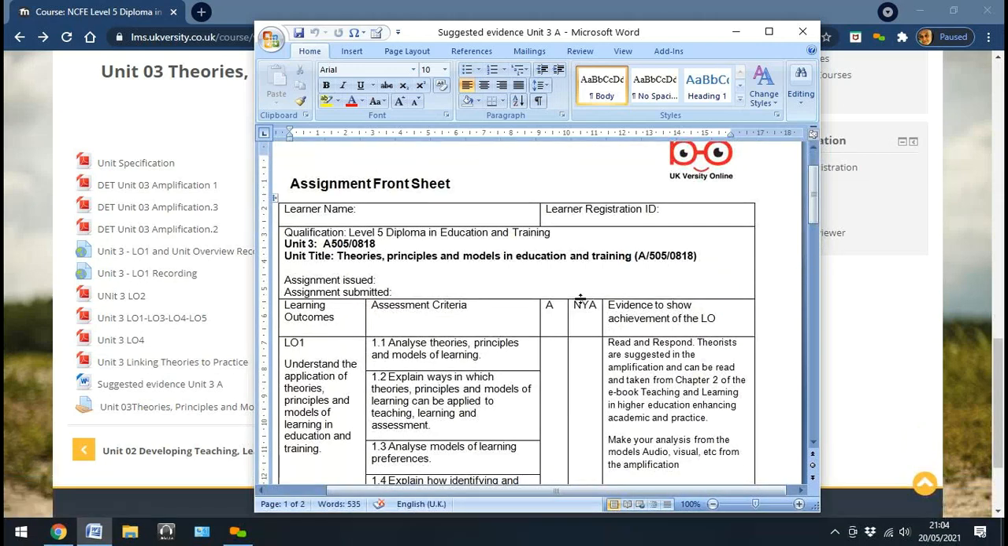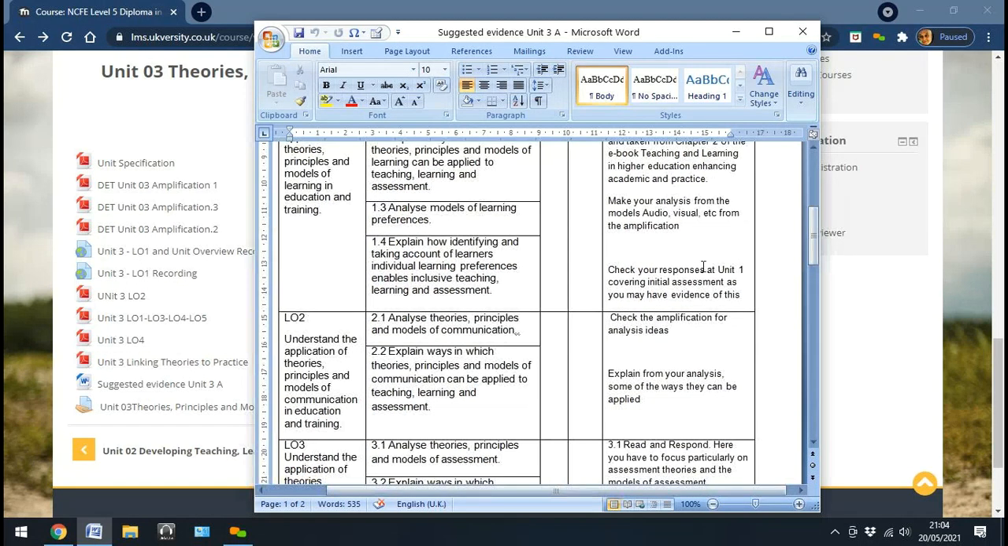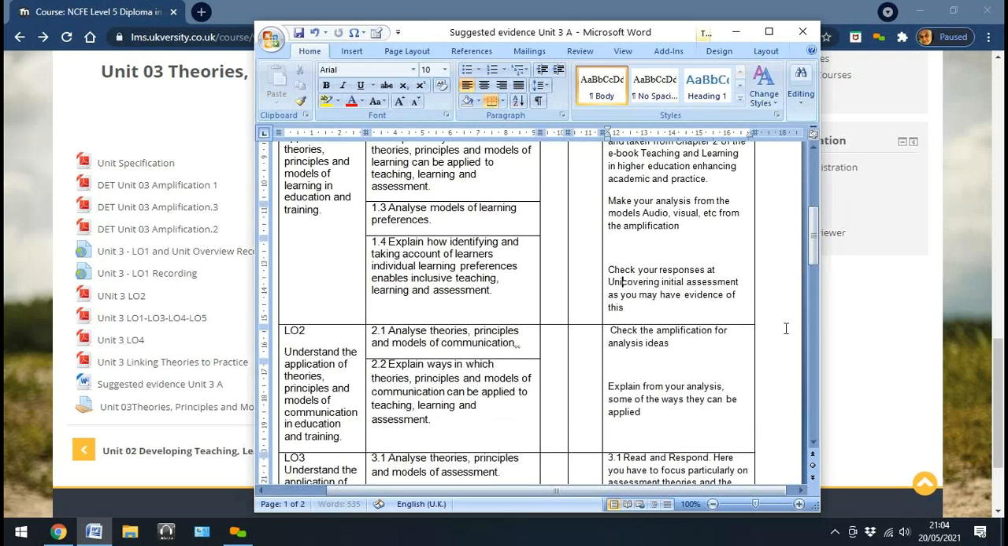Each of the ones I put together on an assignment front sheet, and at the side of there, I put evidence to achievement of the LO, and this is suggested or directed evidence of what you could look at. Read and respond. Theories suggested in the amplification can be read and taken from Chapter 2 of the e-book Teaching and Learning in Higher Education, Enhancing Academic Practice. Make your analysis from the models, audio, visual, etc. from the amplification. Check your responses at Unit 1.